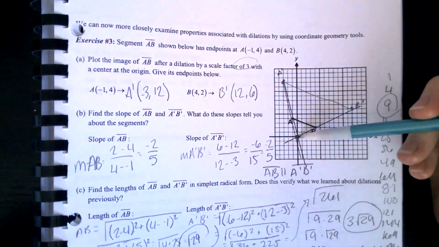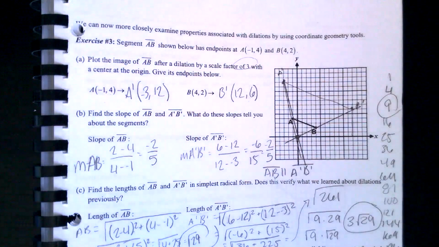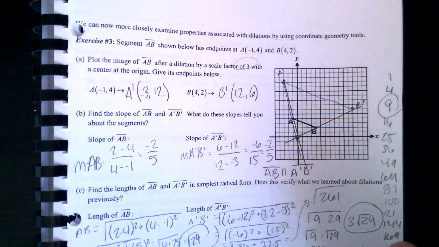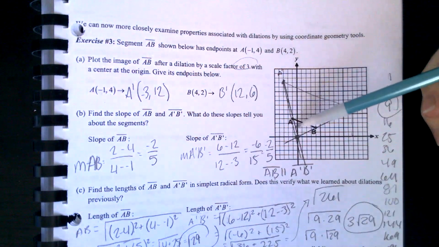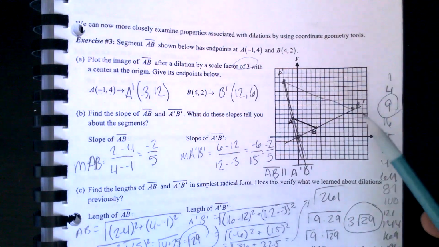Now, obviously, again, we were told that the center is the origin, but hypothetically, if we weren't told that and they asked us to find the center of dilation, this is how you would find it: where the lines drawn from A prime through A and B prime through B intersect, that is the center of dilation.